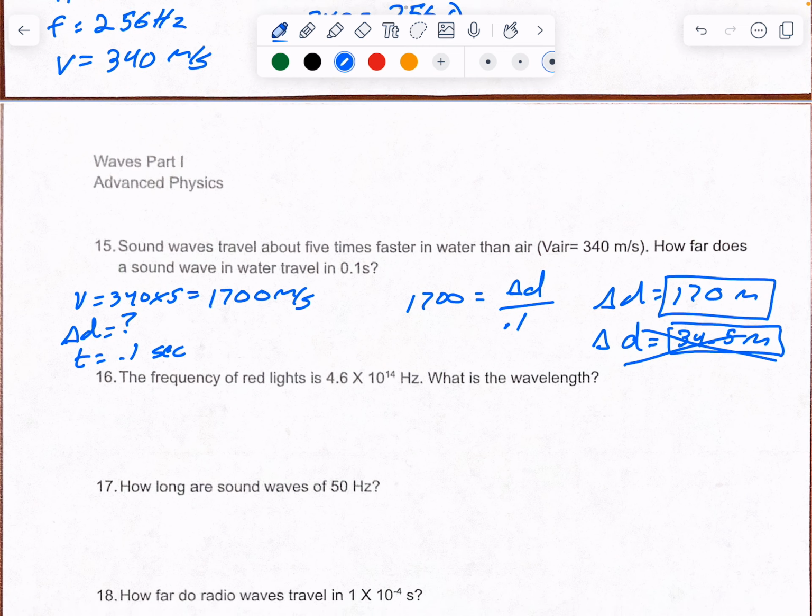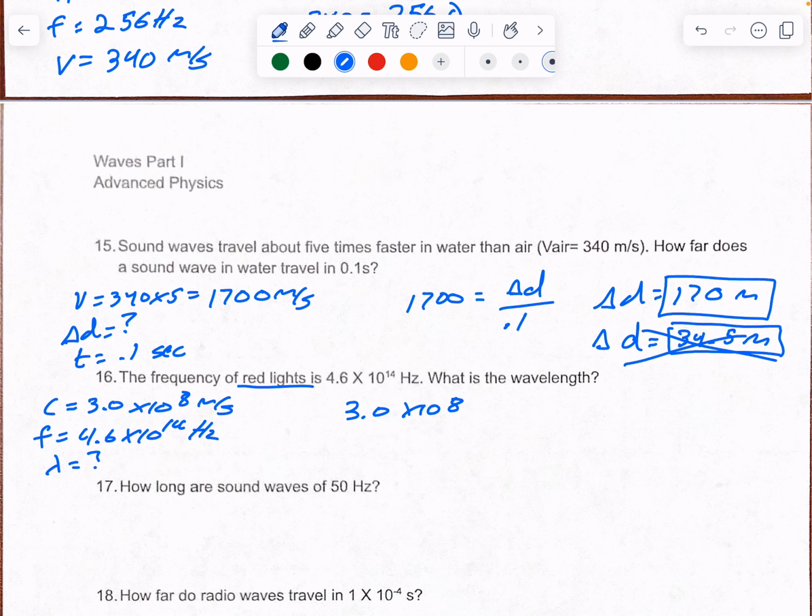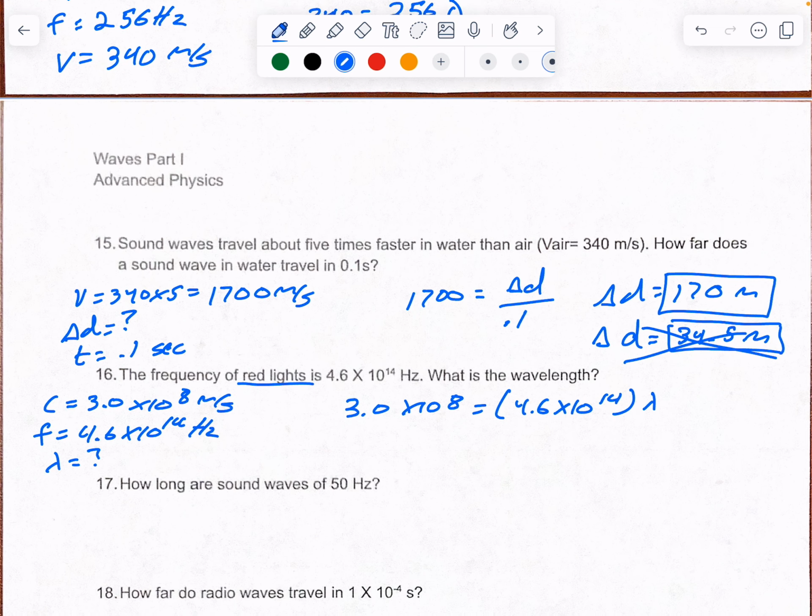Number 16, the frequency of red lights. So red lights. We're dealing with electromagnetics. C equals 3.0 times 10 to the 8th. I gave you frequency. So frequency is 4.6 times 10 to the 14th hertz. What is the wavelength? We didn't have to do anything like mega, any of that stuff, so we're just good there. We don't have to worry about using that box. So 3.0 times 10 to the 8th equals frequency 4.6 times 10 to the 14th, and then wavelength, we don't know. So divide both sides by your frequency, and you're going to get a wavelength of 6.52 times 10 to the negative 7 meters.